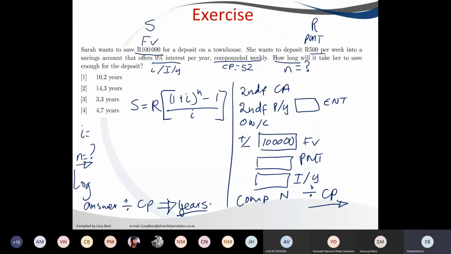Let's see. So if I assume those who are using the financial calculator, getting it right. So let's have those who are not using the financial calculator. In the meantime, change the color to red. So you would have put here 52, for those who have financial calculators, and the 100,000, payment of 500, and the interest is 9.